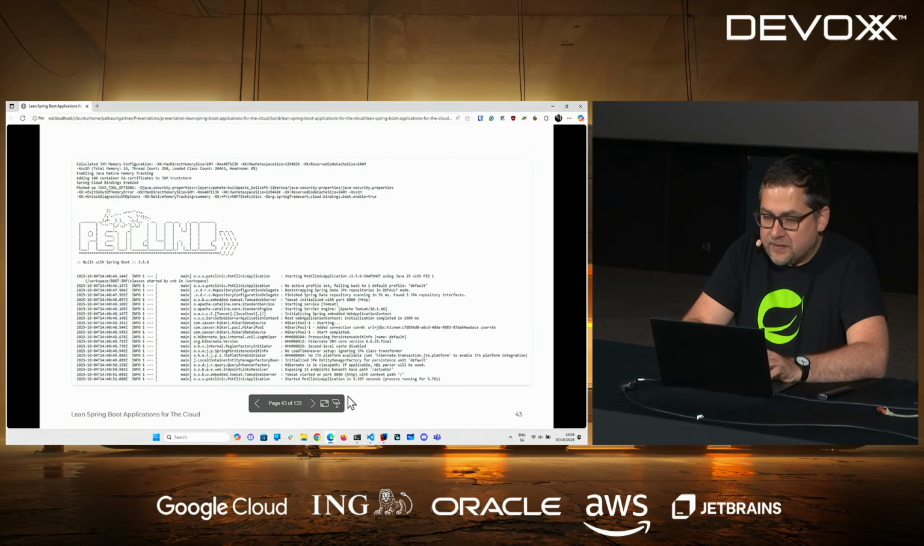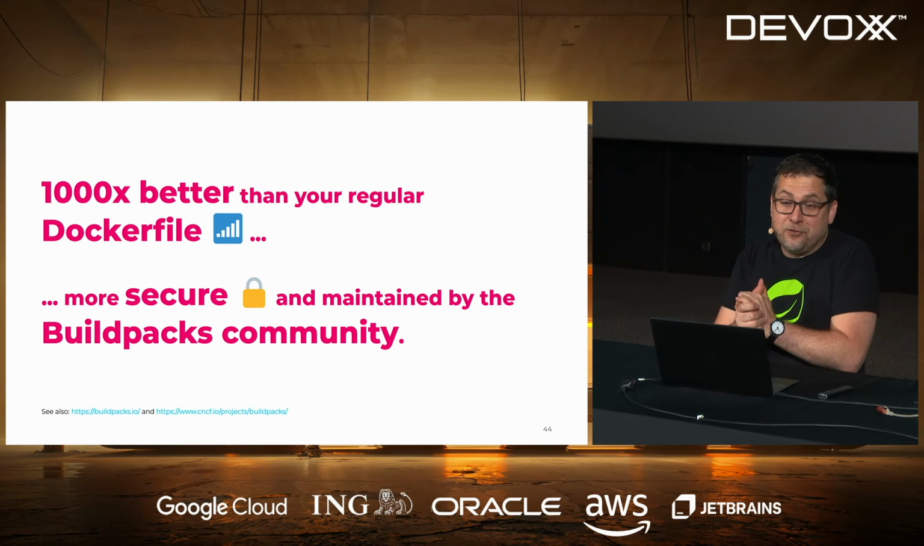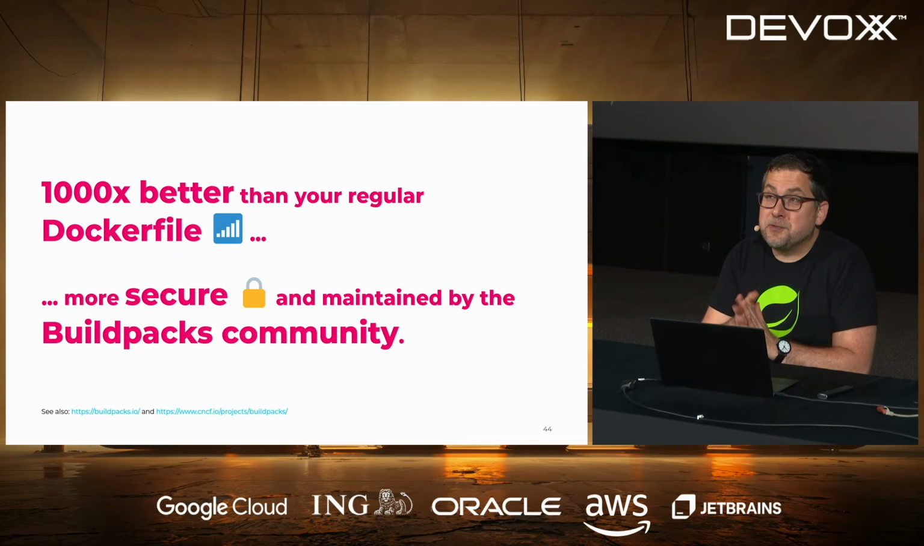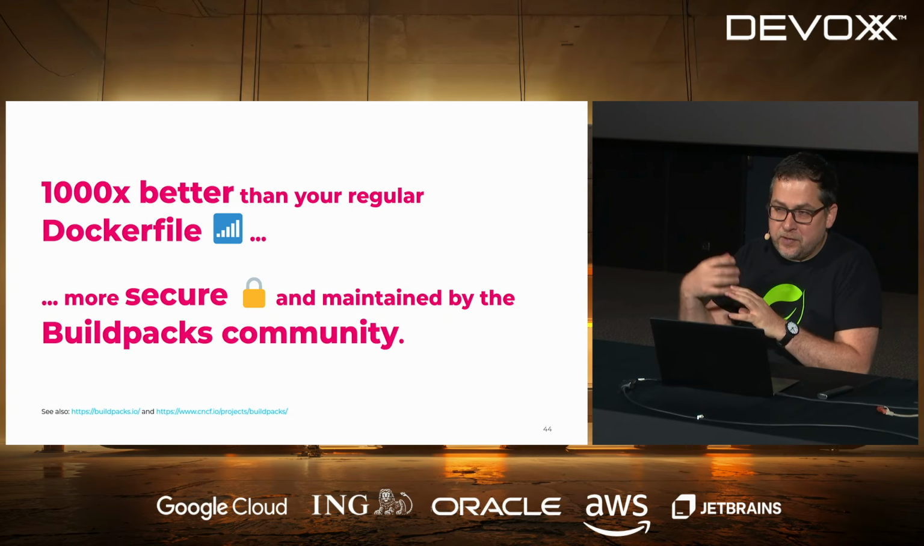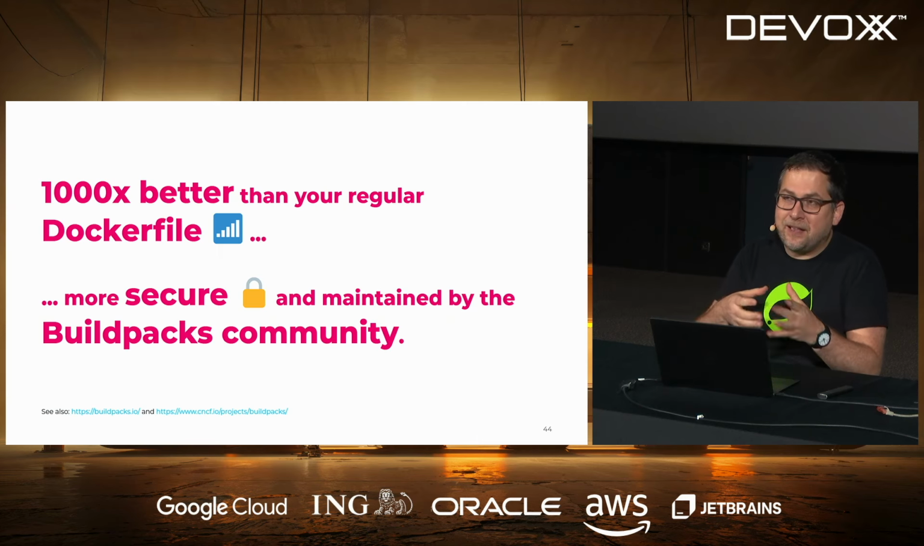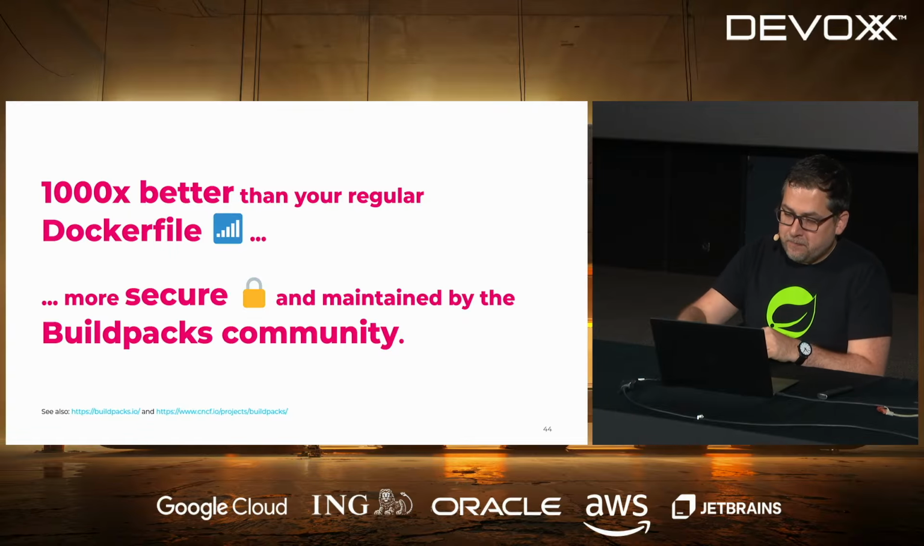Great. So that's about the Buildpacks and how it looks, summarized basically here on the slide. We just have been going through that. So you could say, I believe, Buildpacks are 1,000 times better than your regular Dockerfile, right? And they're more secure and maintained by the Buildpacks community. And also, of course, when, for example, Ubuntu does some updates on some libraries, they immediately get reflected in the Buildpacks, which is also quite nice.